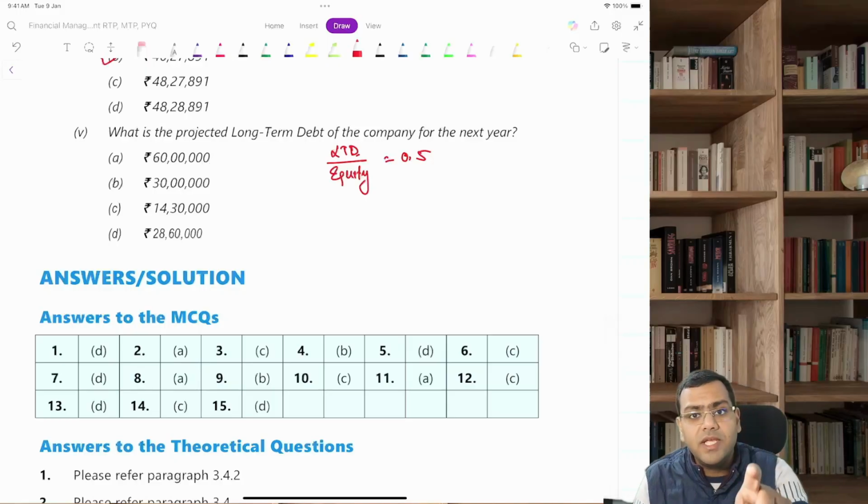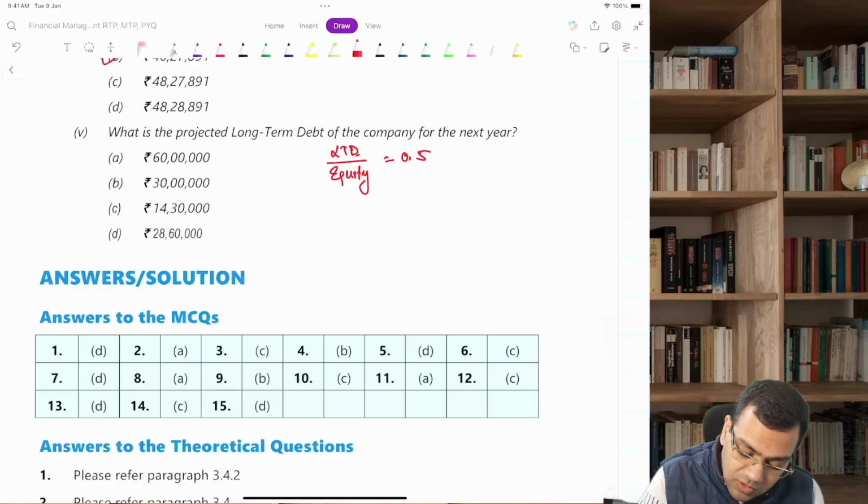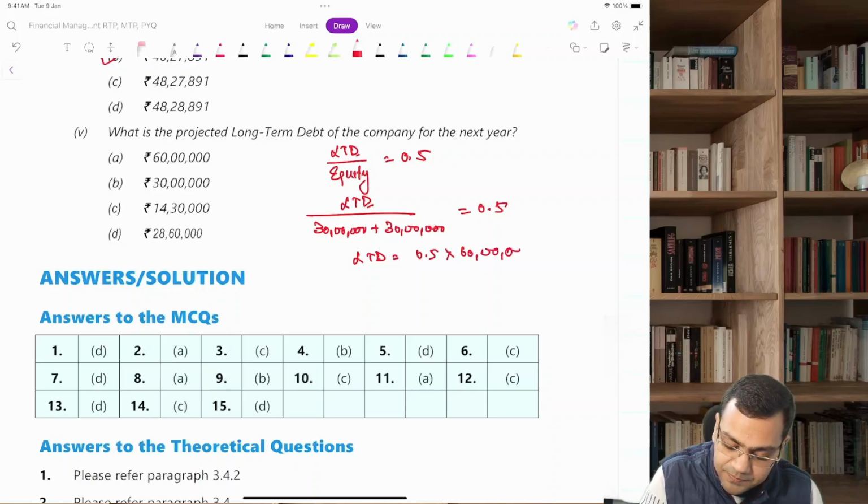What is equity now? Equity means equity share capital plus reserves and surplus. So long-term debt divided by 30 lakhs of equity share capital plus 30 lakhs of reserves. Now they are saying long-term debt to equity is 0.5. So long-term debt will be 0.5 multiplied by 60 lakhs. So that will be equal to your 30 lakhs of long-term debt.